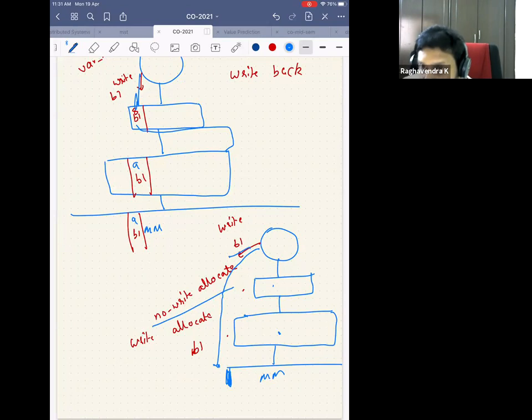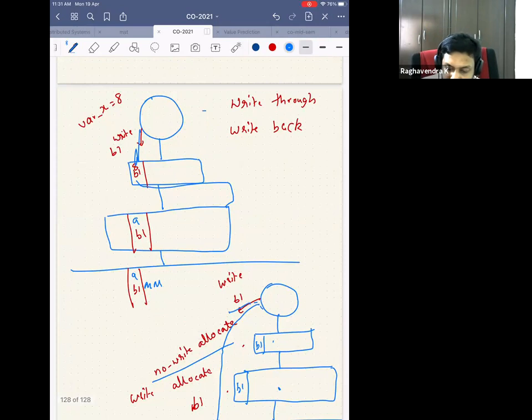If it is a write allocate cache, since the block is not there, I will keep it. If it's an inclusive cache, I will keep it here and update the contents of B1. Now my question is, you have come up with a choice, you want to choose between write through and write back. That is what happens if the CPU generated a write and the block is there in the cache.